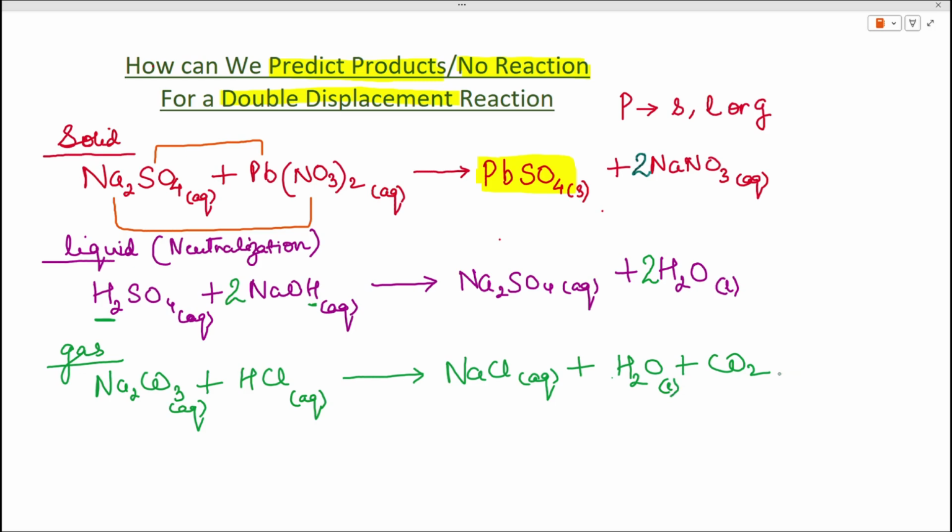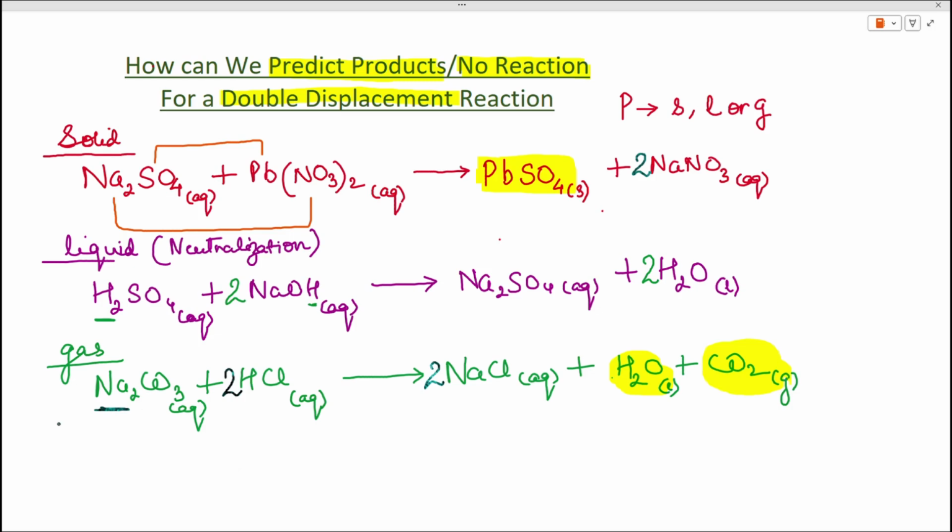H2O is a liquid, CO2 is a gas. So here again we have two products, one being liquid, the other being gas. This is another type of double displacement reaction where one of the products formed is a gas. Now to balance it out, we have 2 sodiums over here, so we'll make sodiums 2. Chlorine is 1 here, but chlorine is 2 over here, so we'll put a 2 here. And this is our balanced chemical equation.